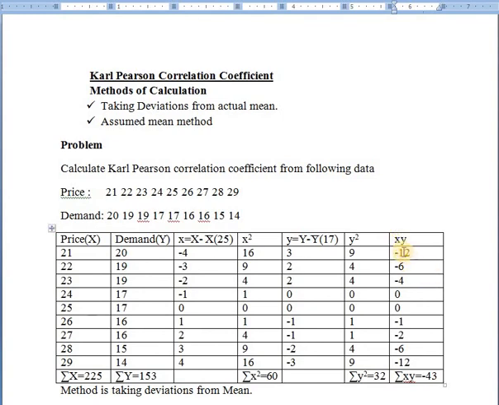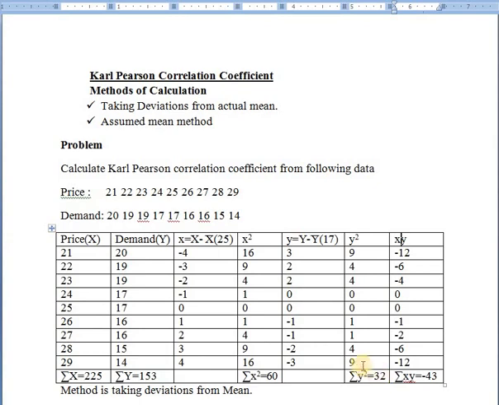small x into y, that is minus 4 into 3 is minus 12, minus 3 into 2 is minus 6, minus 2 into 2 is minus 4, minus 1 into 0 is 0, 0 into 0 is 0, 1 into minus 1 is minus 1, 2 into minus 1 is minus 2, 3 into minus 2 is minus 6, 4 into minus 3 is minus 12. So the total of xy, product of x and y, is minus 43.